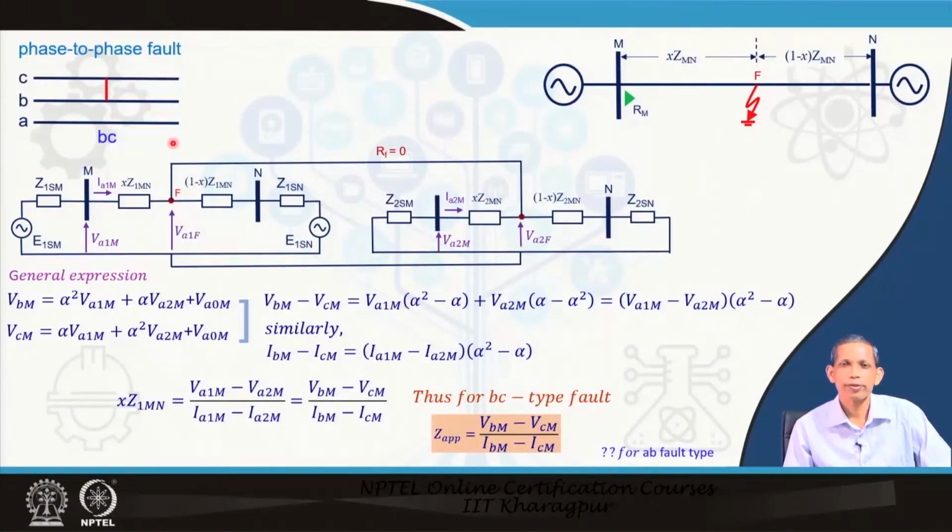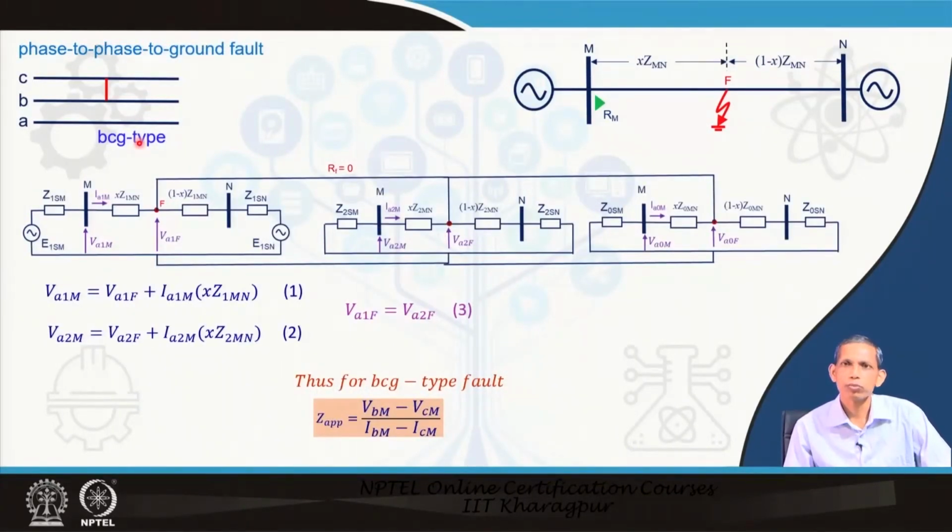So, we found that for 3 phase fault it is V A divided by I A, and for line to ground fault, AG fault, we got V A divided by I A plus K naught I naught, and for BC fault we got Z apparent equals V B minus V C divided by I B minus I C.